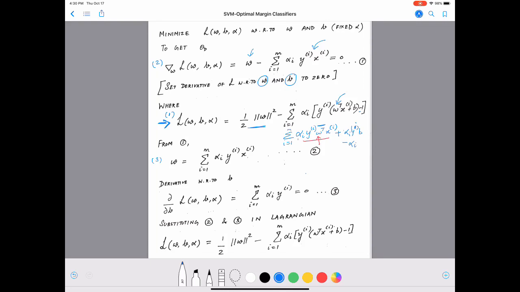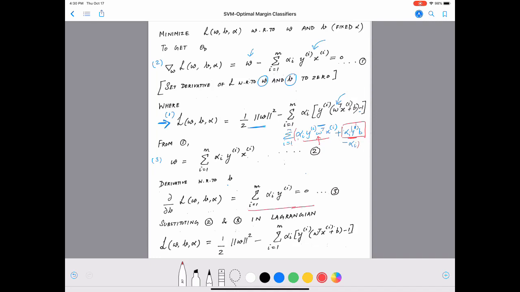And then there's another term, b, right? We have to differentiate with respect to b and set it equal to 0. Now, there's only one term that contains b, so it is this term. This term here is the only term that contains b. When we differentiate this and set it equal to 0, we get the coefficient of b in this term, alpha i, yi. There's a sigma in the front, don't forget that, right? So sigma i equal to 1 to m alpha i, yi, and this is equal to 0.